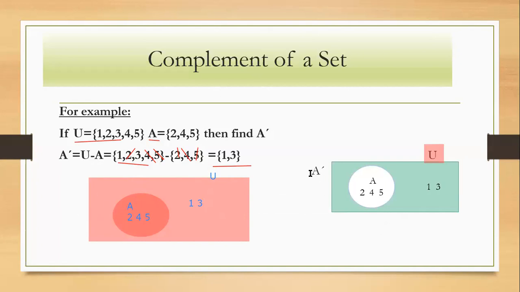And in the left corner, what do you have to do? You have to write down A dash. Whatever you are finding, you have to write down in the left corner. For example, if you are finding B dash, then write down B dash over here.